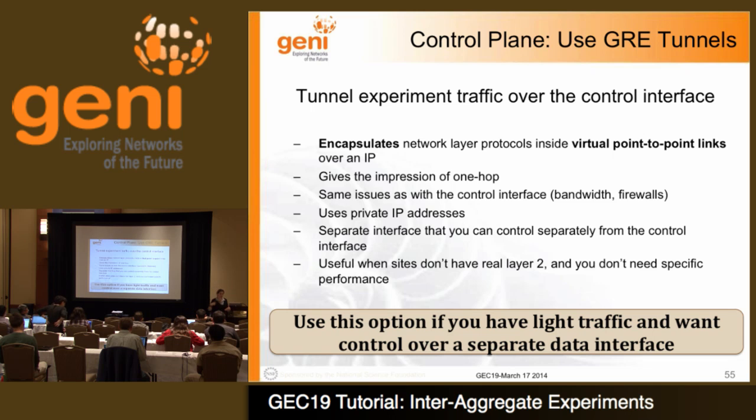This will still go through the same physical interface, but you can manage the interface separately. So if you want to introduce some losses, if you want to shape traffic in that interface, you can. If you want to bring it down or up, that won't affect your control interface. Right? So GRE tunnels are another way.